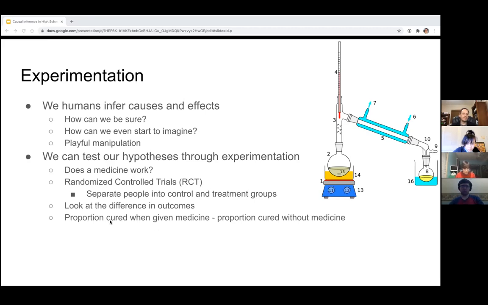And here is an example. So proportion cured and given the medicine. You can imagine you give the treatment group medicine and a certain proportion of them are cured of whatever ailment or illness or disease they have. Maybe to take it to an extreme, they have a life-threatening disease and they survive. So let's say that 75% of people are cured when you give them the medicine. Well, that's good for those 75% of people, and not good for the 25% of people who didn't survive.